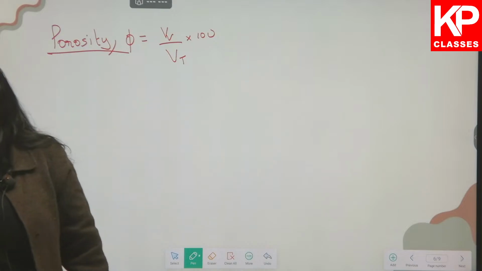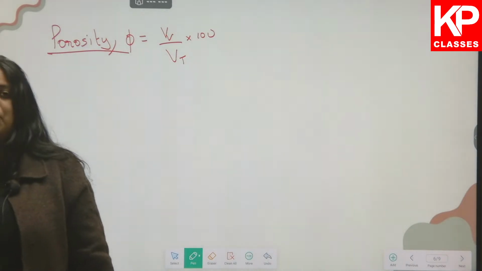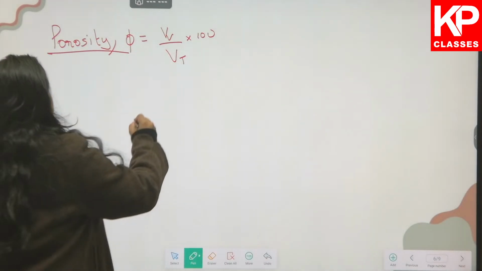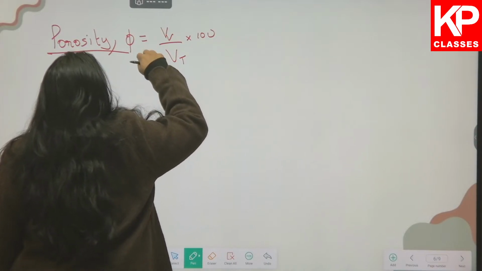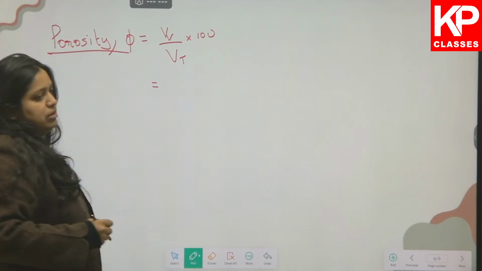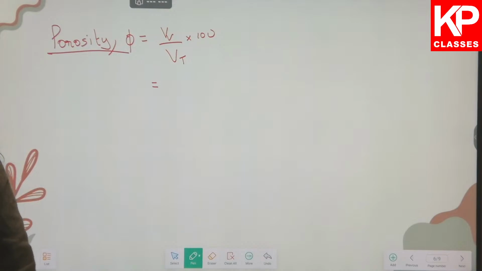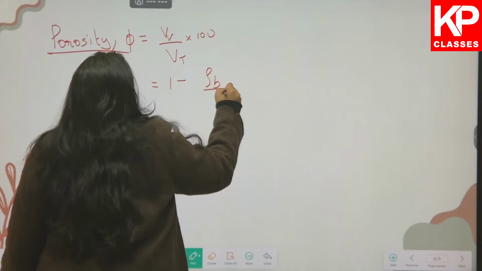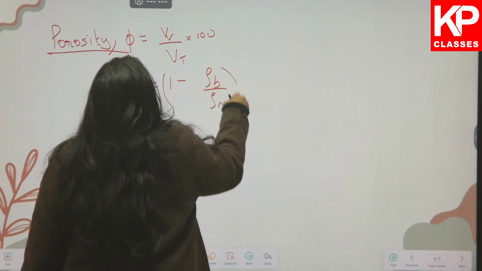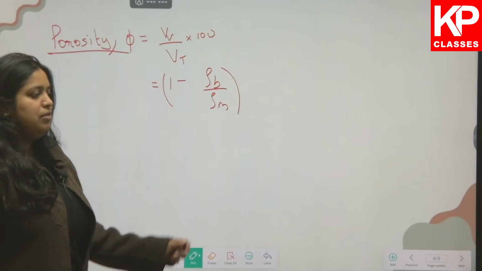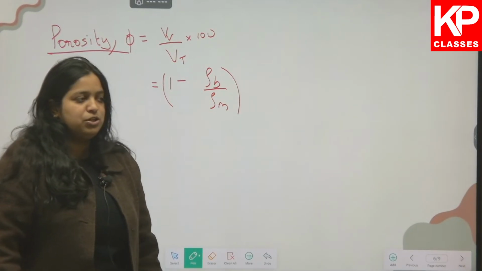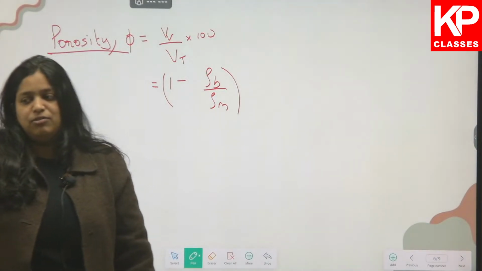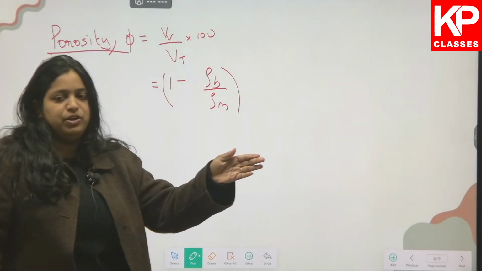There are multiple equations. Porosity can be related with bulk density and particle density. Porosity is equal to 1 minus bulk density by particle density. This will also give you the term porosity. This equation is the gravimetric method of calculating porosity. We'll see the rest of the equations as we go further.